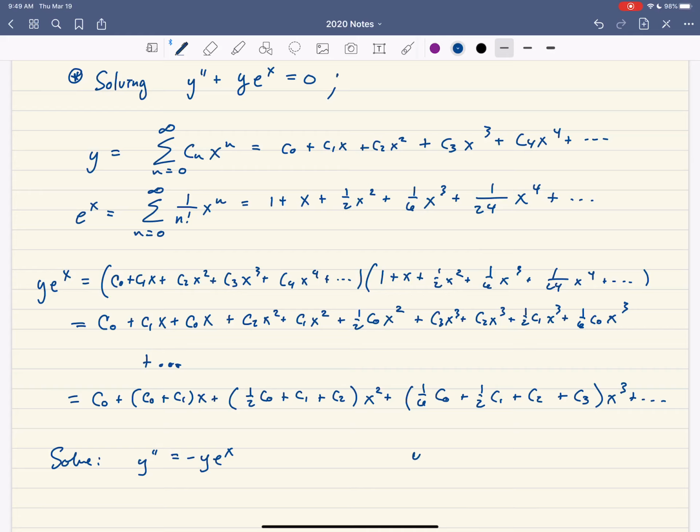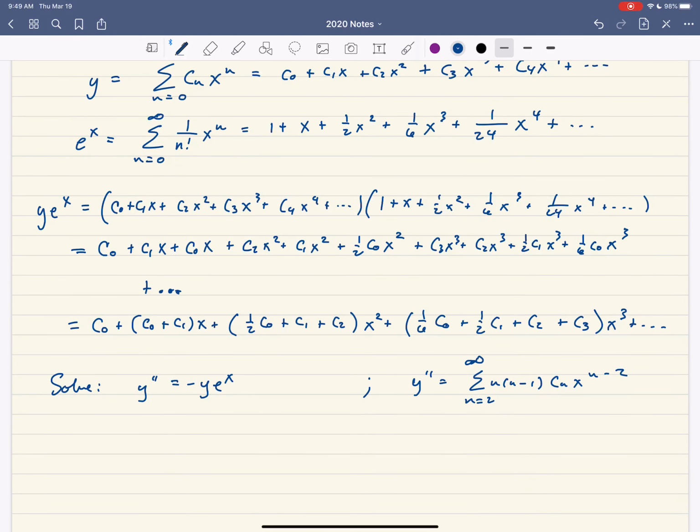And so that means that y double prime is the sum of n times n minus 1, c sub n, x to the n minus 2, where n goes from 2 to infinity, right? This is a story that we've seen many times. So that's what y double prime is. What I want to do now is set this up where on the left side I substitute in our second derivative for y, and on the right, I substitute in our power series. But rather than actually write out the formal sum on the left, I'm just going to write out what terms we get. So let's think about what y double prime is.